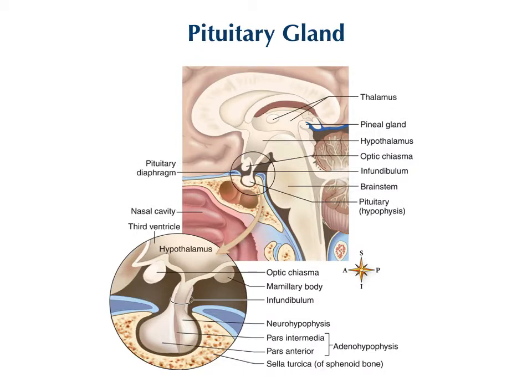Here we see a diagram of the hypothalamus and its connection to the pituitary gland. The almond-sized hypothalamus is located below the thalamus and sits just above the brainstem.